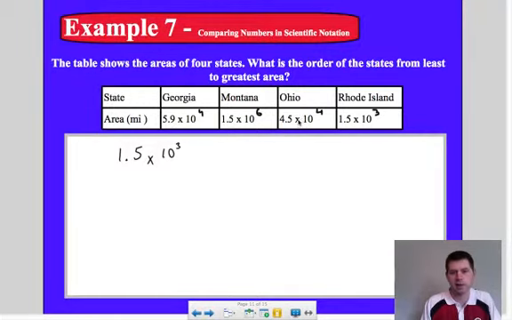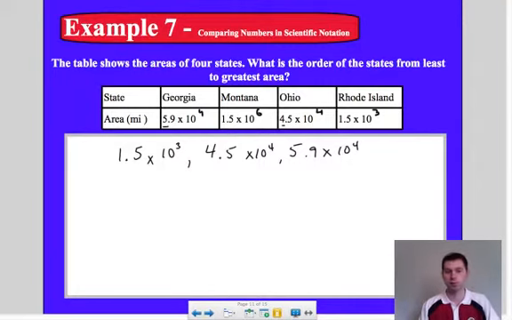Now I have a tie with my exponents with Georgia and Ohio. So now I move to their numbers. So 5, 4, well, that means Ohio is smaller with 4.5 times 10 to the fourth. Okay, and then Georgia's 5.9 times 10 to the fourth. So I looked at the exponents, they were tied, so I went to the numbers and I said, hey, 5 is bigger than 4, so therefore that has to be larger.